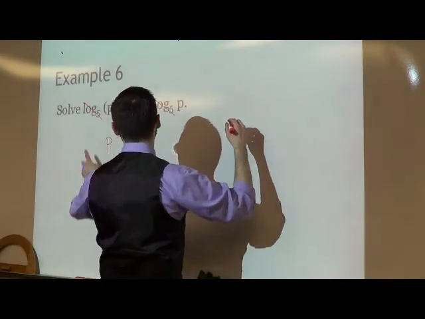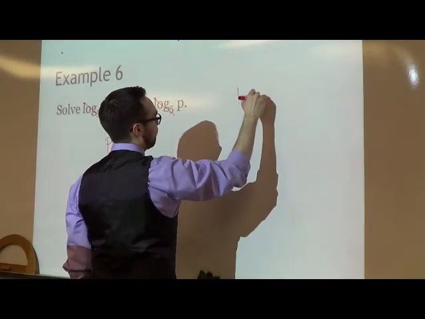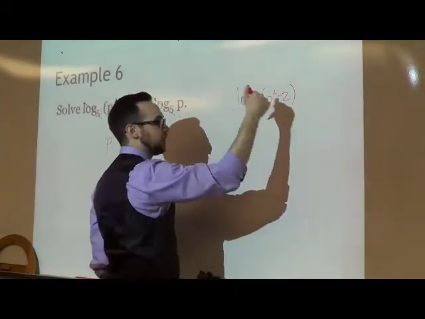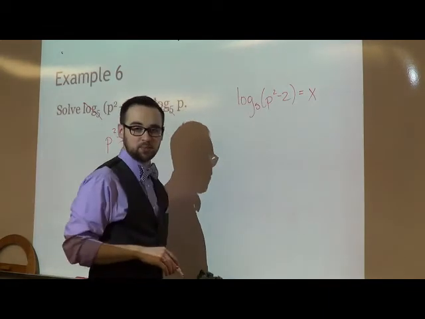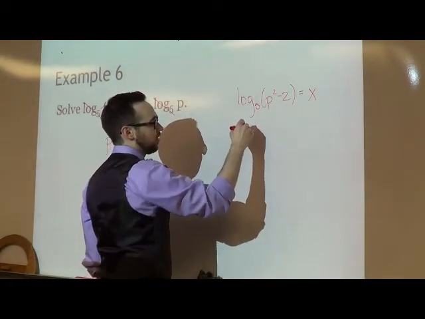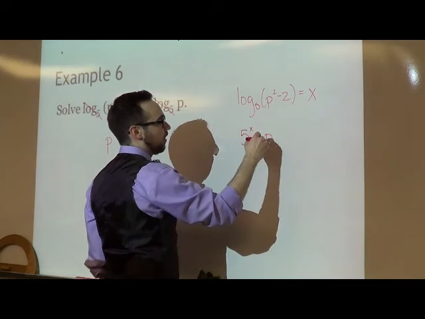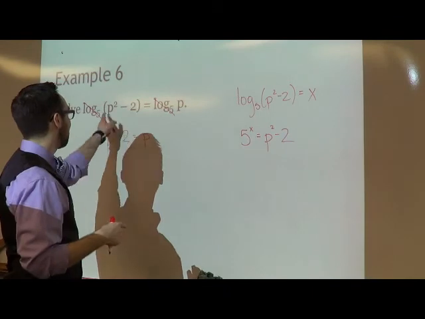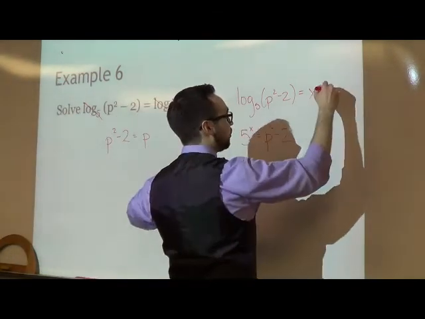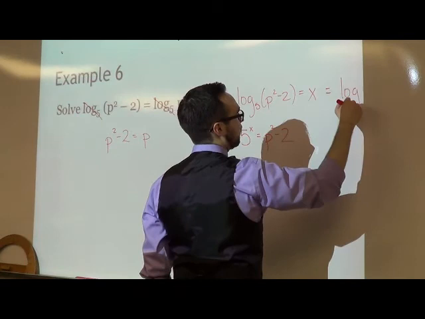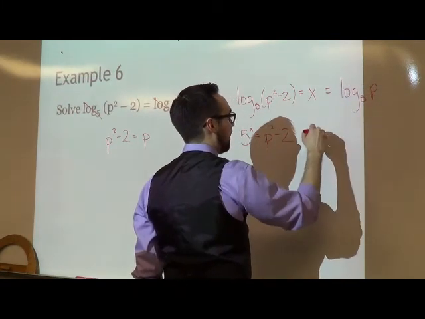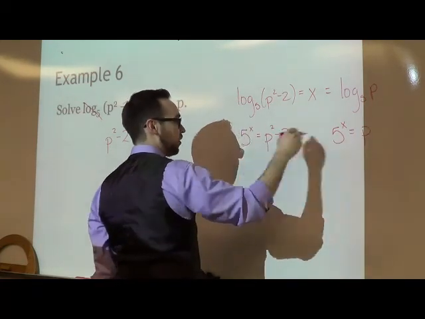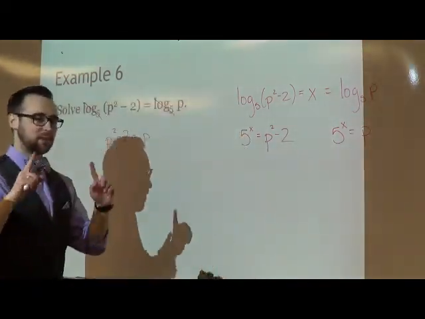If I jump over here and just rewrite log base 5 of p squared minus 2, remember, this is equal to some exponent. Okay, we don't know what that is. It's some exponent. So 5 to the x power is equal to p squared minus 2. Well, then what we're saying is that same exponent is equal to log base 5 of p. So then I say now 5 to the x power is equal to p. So then I drop those and I can say, okay, p is equal to the other thing. So that's kind of why that works that way.